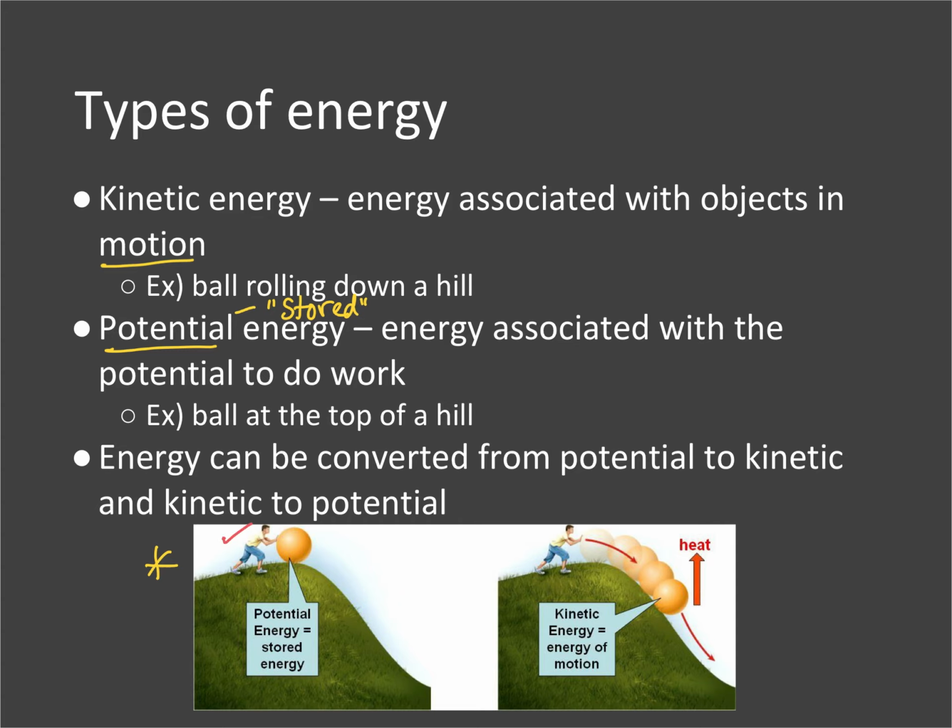This ball has potential energy, so it's not moving. It doesn't have kinetic energy yet, but if this person lets go or even pushes this ball down the hill, as it starts to roll, it now has kinetic energy. And it's important to note that these two forms of energy can go back and forth. So energy can be converted from potential energy to kinetic energy and from kinetic energy to potential energy.